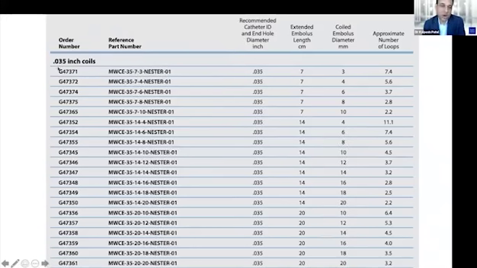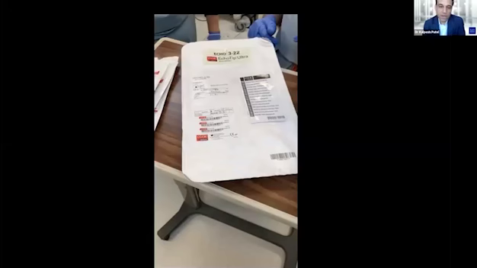Here you can see the varieties that come in the 0.035 inch. So for 0.018 inch coils, we use a 22 gauge FNA needle. For the 0.035, you would need to use a 19 gauge. I'm going to show you how we prepare this.